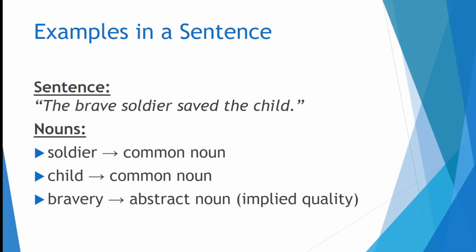Now we have an example here. The brave soldier saved the child. In this sentence, we have three nouns. Soldier, that is a common noun. Child is another one common noun. If there was a name, then that could be a proper noun. Okay. And bravery, that is an abstract noun. Here, bravery is a quality.